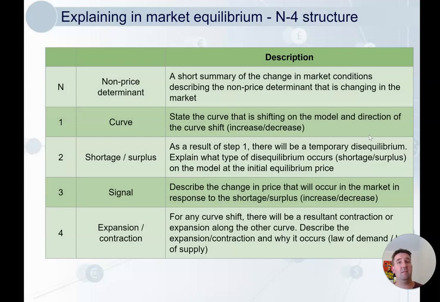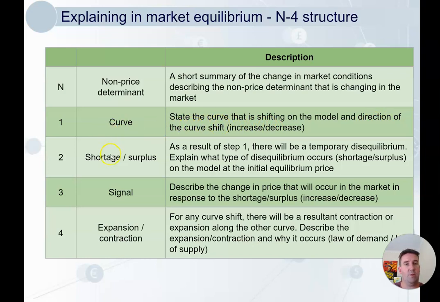Now, explaining market equilibrium is a little bit more involved. So I'm going to give you something which we call the N4 structure for doing it. So we want to make sure we cover off everything that is needed to fully explain the situation here. So the non-price determinant, we give a short summary of the change in market conditions, describing the non-price determinant that is changing in the market. So that's not dissimilar to what I spoke about in previous videos about demand and supply. Same with the curve. You then state which curve is shifting on the model and the direction. So is it increase or decrease?